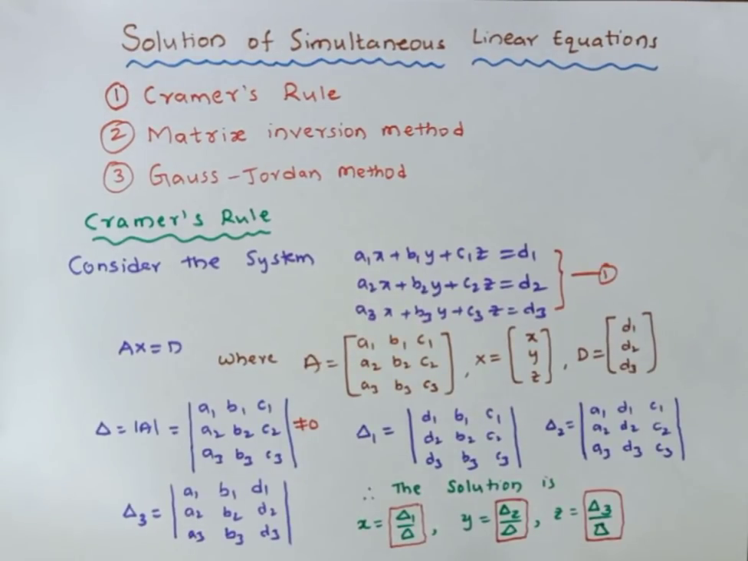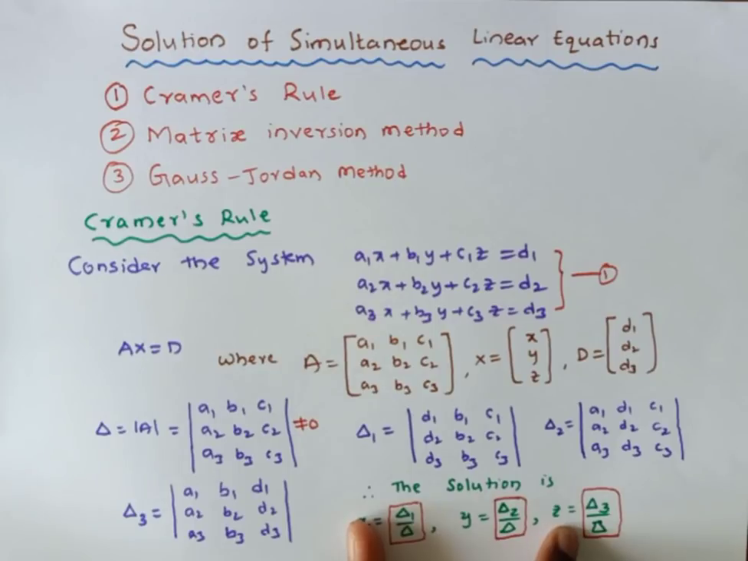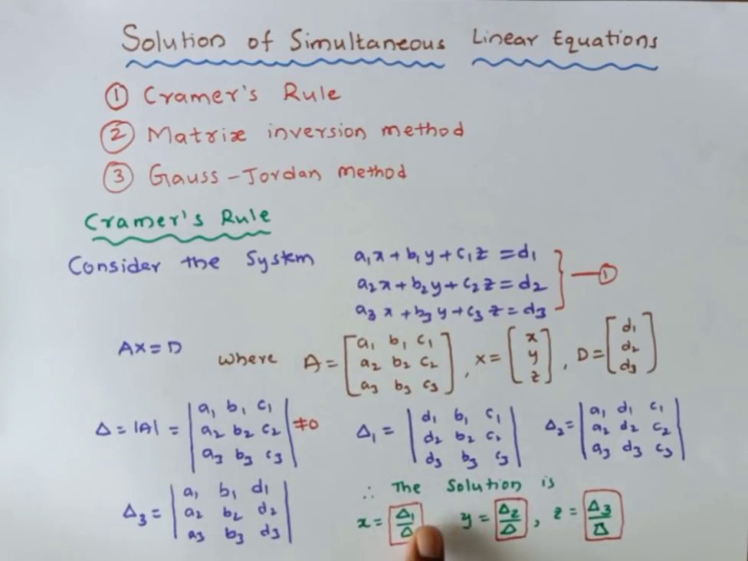If you want clarification for the values of x, y, z, just verify the textbook. x is delta 1 by delta, y is delta 2 by delta, and z is delta 3 by delta. So let's see an example regarding this Cramer's rule.